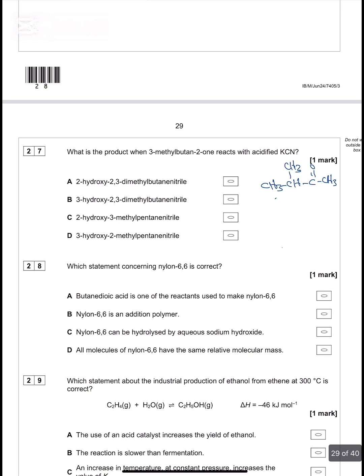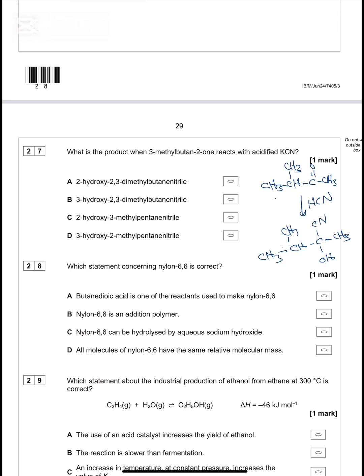What is the product when 3-methyl butanone reacts with acidified potassium cyanide? This is the nucleophilic addition. When you add the hydrogen cyanide, the cyanide will attack the carbonyl group. So you're going to have the cyano group here and OH here, and then you're going to have CH3, and then CH3, and then CH3.